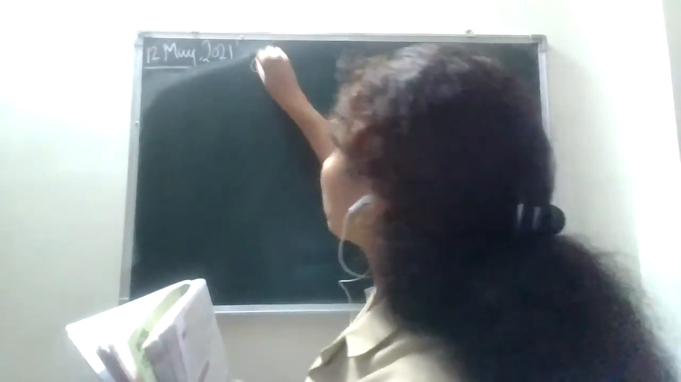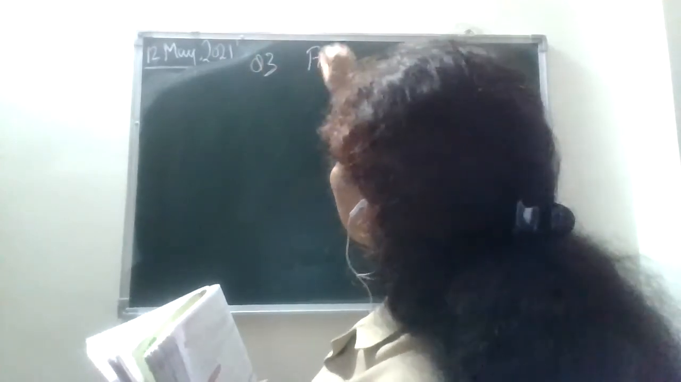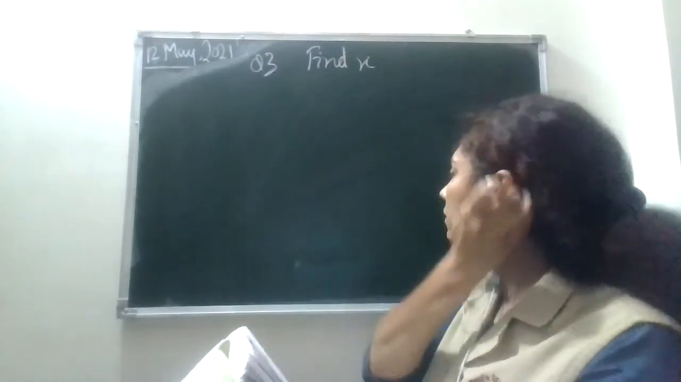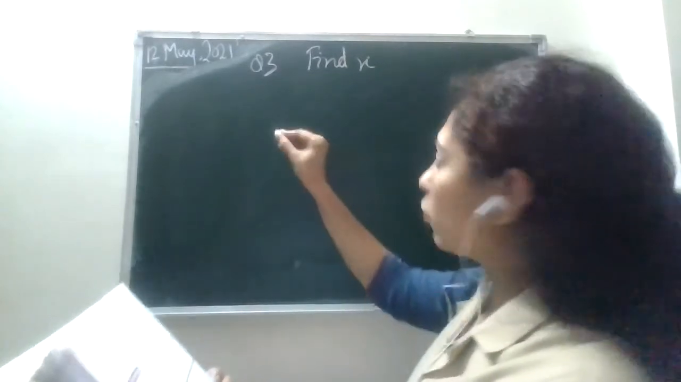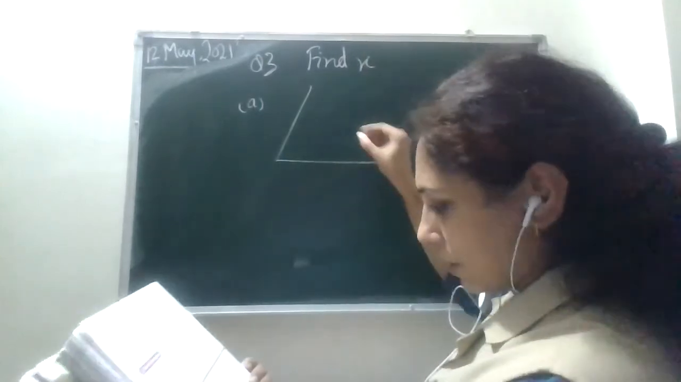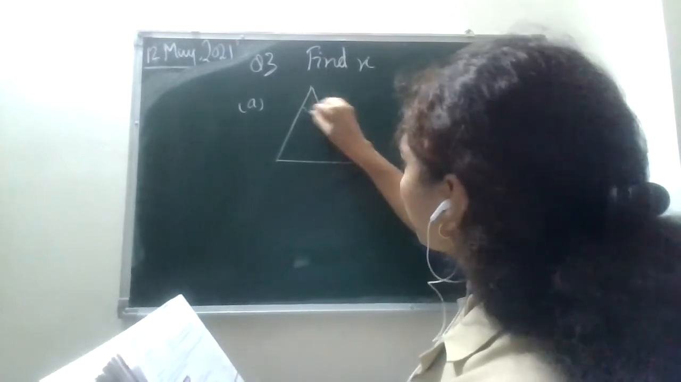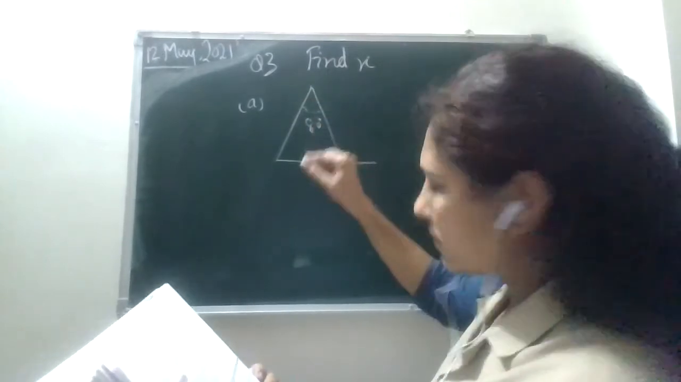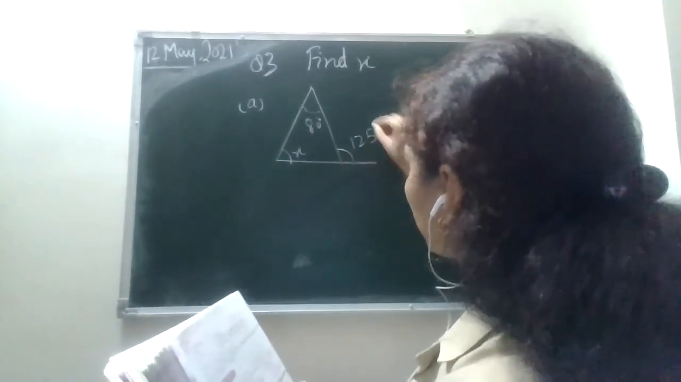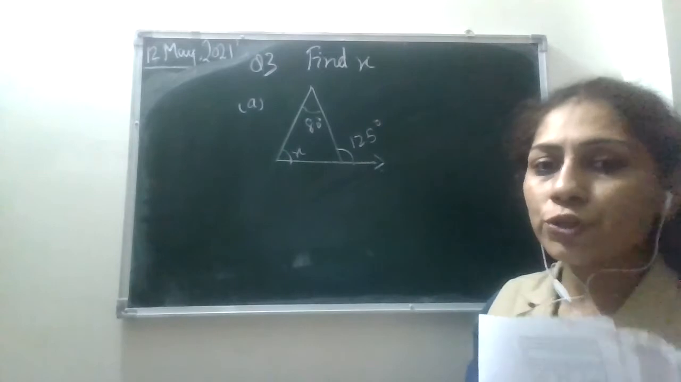So far, you have done a question in which the state of your property is applied, but now this question has a little twist in it. So find x. Question number 3. The question coming your way is: this is a triangle. This is 80, and this is x. This is 125 degrees. So how are you going to find out the x?